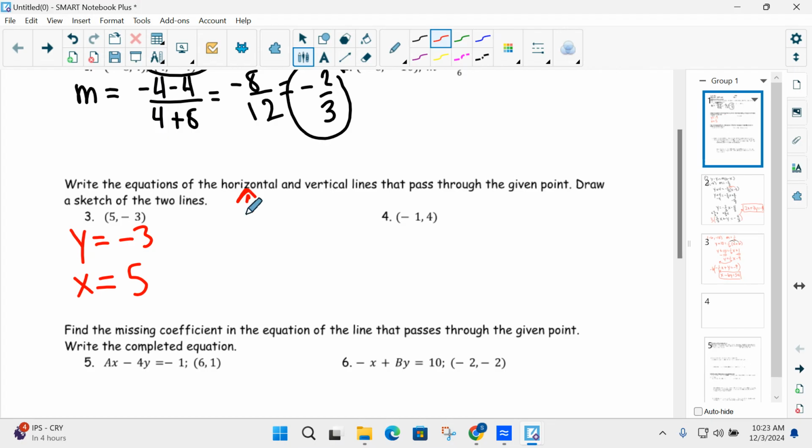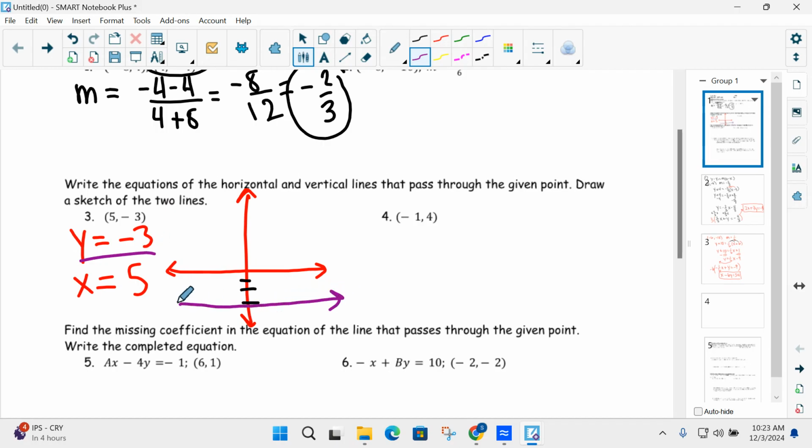So then I'm going to draw an x and y axis. And then if this is y equals -3, that means it's going to pass through -3 on the y-axis. So I draw 3 tick marks, 1, 2, 3, and I'll make this one purple.